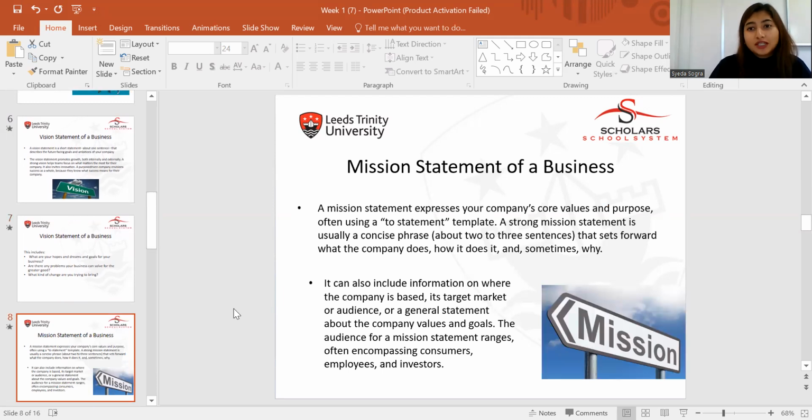Besides the vision statement, a mission statement of a business is very important. A mission statement expresses a company's core values and purpose, often using a template statement. A strong mission statement is usually a concise phrase, about 2 to 3 sentences, that sets forward what the company does, how it does it, and sometimes why it does things the way it does.